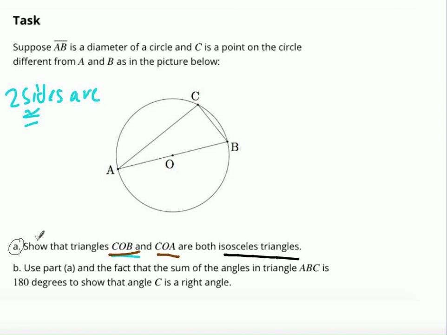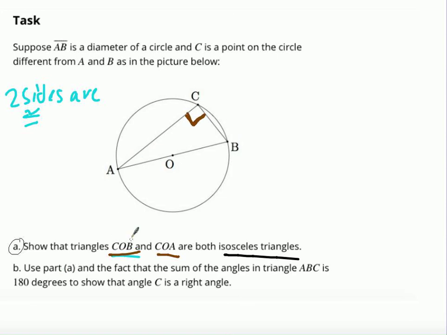All right, part B. They're asking you to use part A and the fact that the sum of the angles in the triangle ABC is 180 degrees to show that ABC is a right triangle. So we need to show that this is going to be 90 degrees. If this is a right triangle, this is 90 degrees, and we need to use what we know in part A.